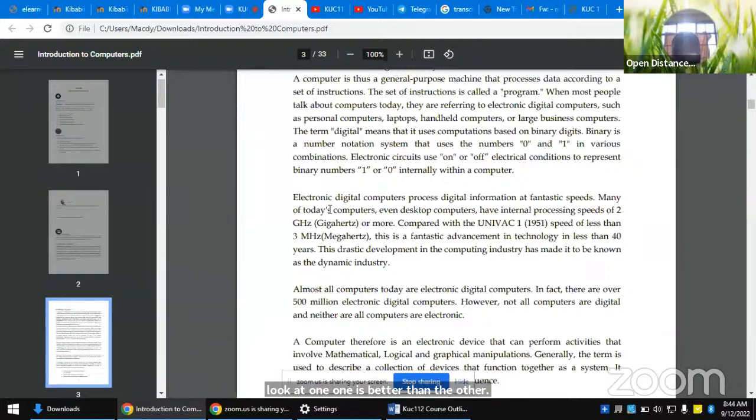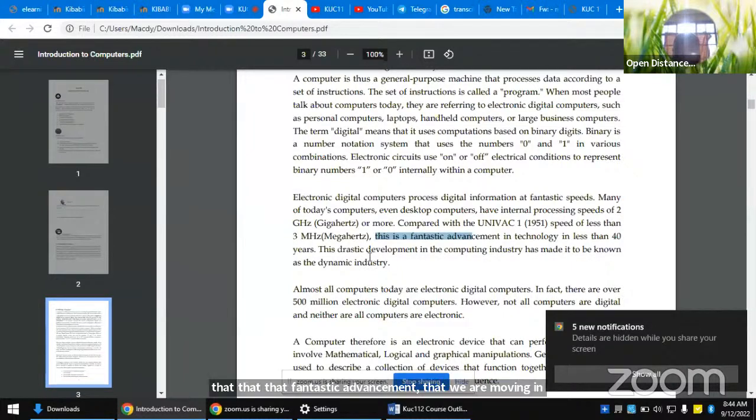Compare with the UNIVAC 1, developed in 1951, with a speed of less than 3 megahertz. This is a fantastic advancement in technology. We have moved all the way from 2 megahertz, which in the current generation you can't be patient enough to use. But our mentors in this computing world used those, so they developed better processing machines. As we talk right now, I think China is much ahead through Huawei, developing very high processing machines that can even do parallel computing. That is a fantastic advancement in less than 40 years.